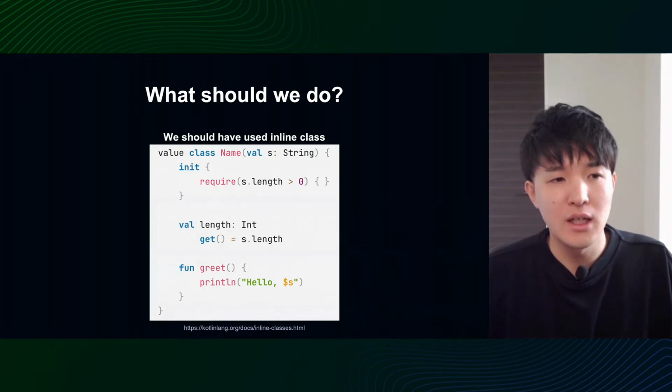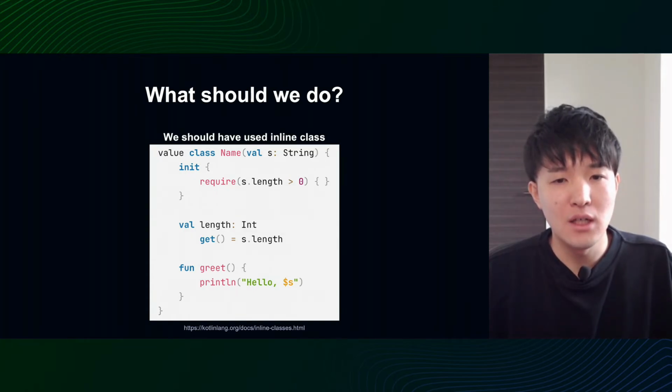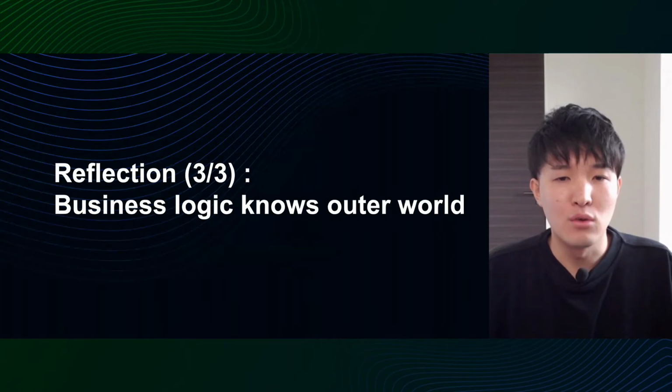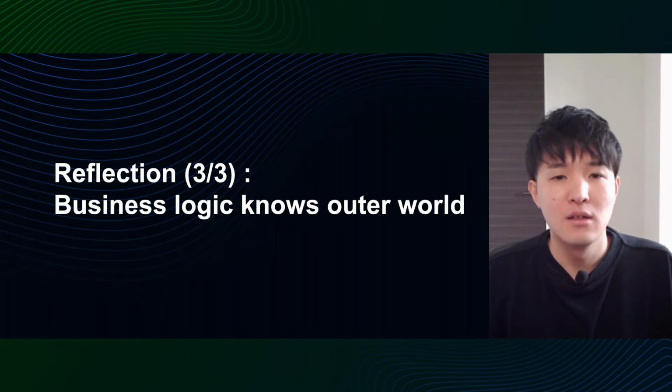Actually, what we should have done is to use inline class instead of type alias. Inline class, as indicated, looks like this: value class name, to limit the length or to grow method as branches. We did not have time to do this, but later on we hope to use inline class to rewrite the code again. So that's been about regrets we had about writing in Kotlin.